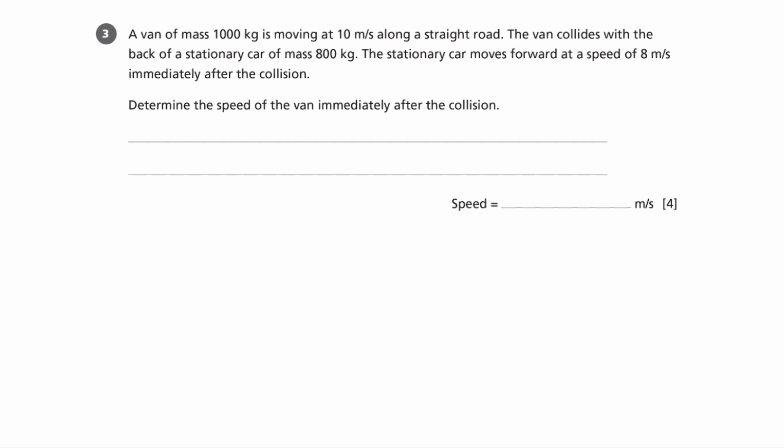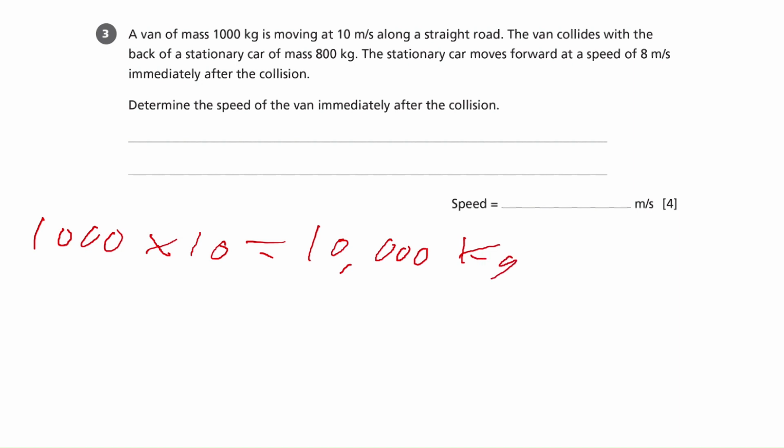Now, as we know, momentum equals mass multiplied by velocity, so therefore we're going to say the mass is 1,000 of the van, the velocity is 10, which therefore gives us 10,000 kilograms meters per second. Now, the car is stationary, therefore the car has a momentum of 0. So this momentum is a total momentum of both the car and the van before the collision. So therefore, after the collision, the car and the van also have a momentum of 10,000.